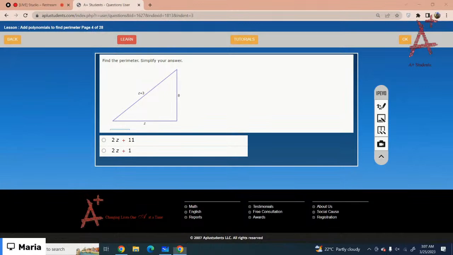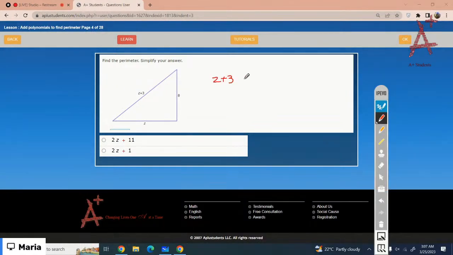Okay, find the parameter. You have to add all the side lengths. So it would be Z plus 3 plus 8 plus Z. Got it? So 8 plus 3 is 11 and Z plus Z is 2Z. So it would be 2Z plus 11. Got it?